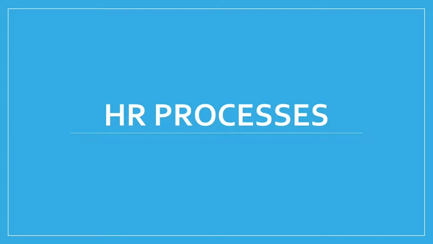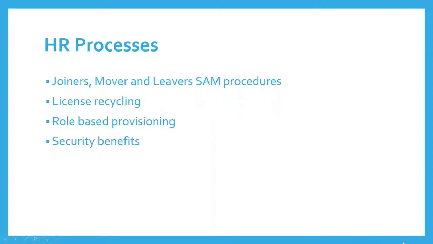Okay, so the final step in better software asset management is to involve HR processes in your software asset management provision. It's worth investigating what HR processes such as joiners, movers and leavers and what effects they have on your SAM procedures. So, for example, when somebody leaves the organization, is there an opportunity there for software license recycling, returning that license back into the pool so it can be used by somebody else?